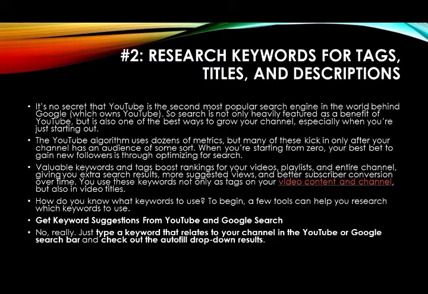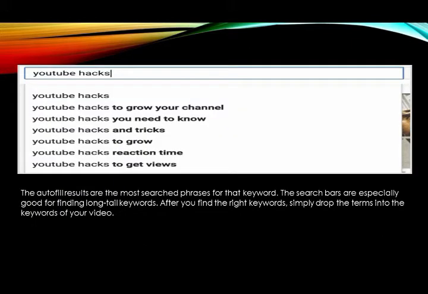No, really. Just type a keyword that relates to your channel in the YouTube or Google search bar and check out the autofill drop-down results. The autofill results are the most searched phrases for that keyword. The search bars are especially good for finding long-tail keywords. After you find the right keywords, simply drop the terms into the keywords of your video.